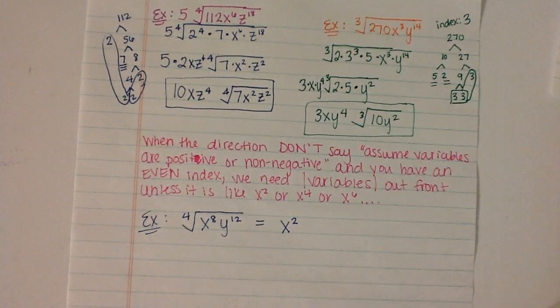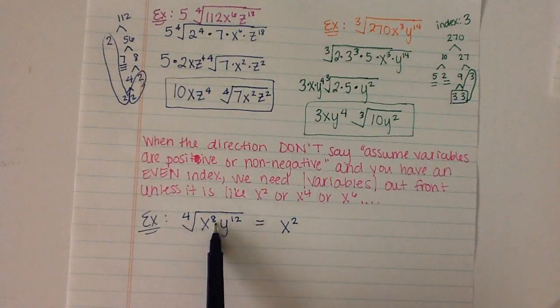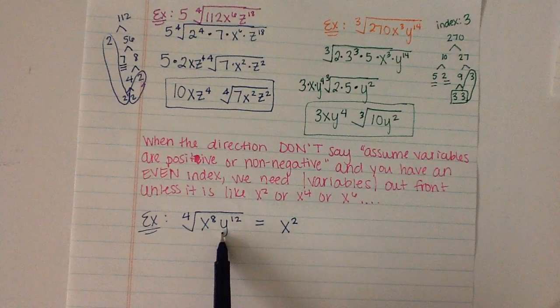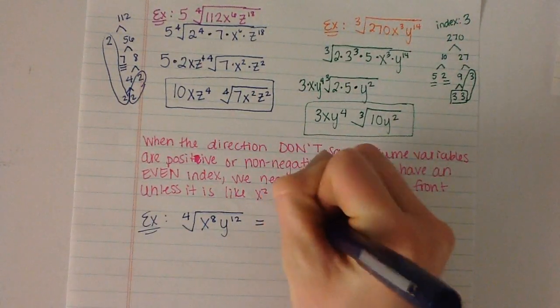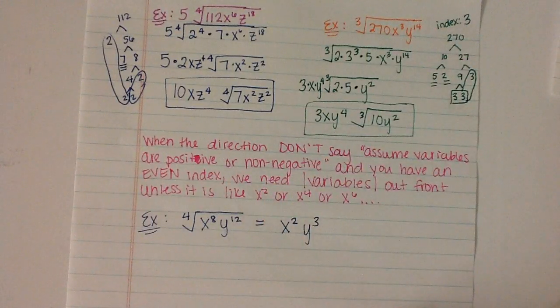Alright, sorry about that. So we can have two groups of 4 go into 8, because 4 times 2 is 8. So we took out two groups, and we can have 3 groups of 4 go into 12. So our 3 groups is y cubed.